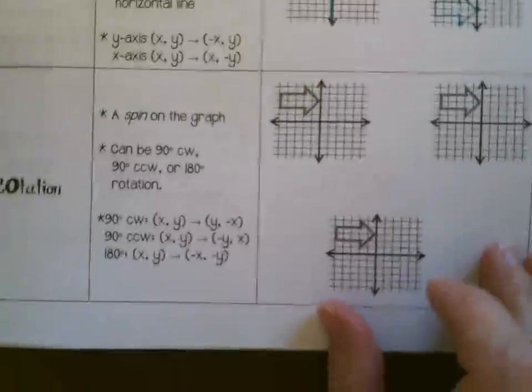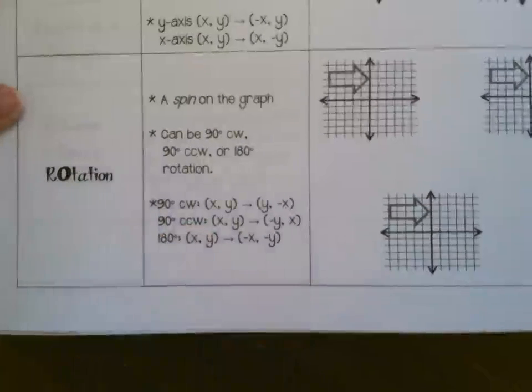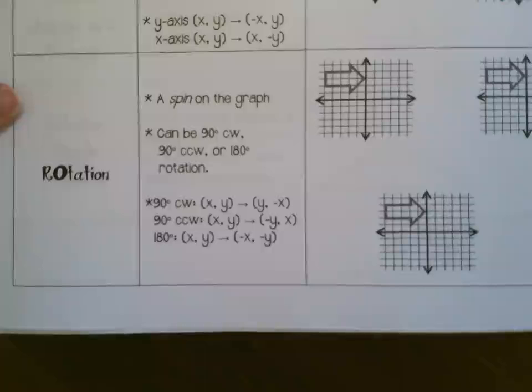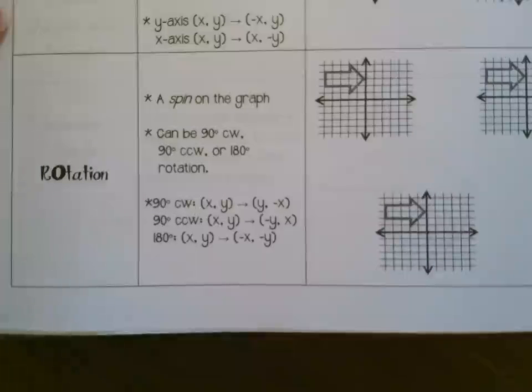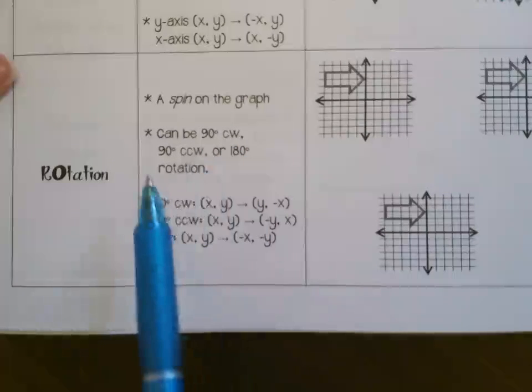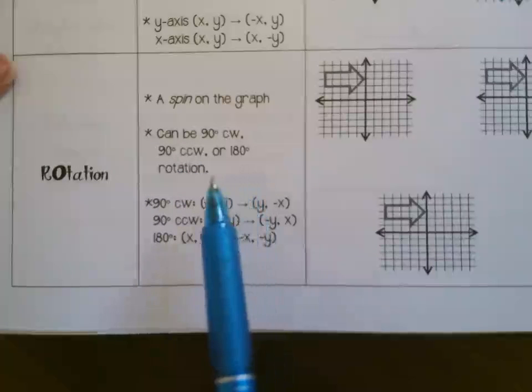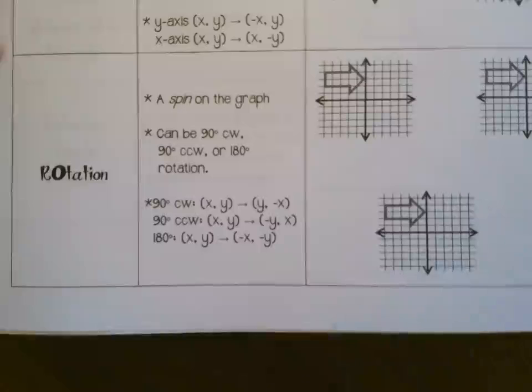All right, next up is rotation. And a rotation is a spin or a turn on the graph, if you want to think of it that way. We can do rotations of any kind, but in Math 8, we concentrate on 90 degrees clockwise, 90 degrees counterclockwise, or 180 degree rotation, and that one doesn't matter whether you go right or left.